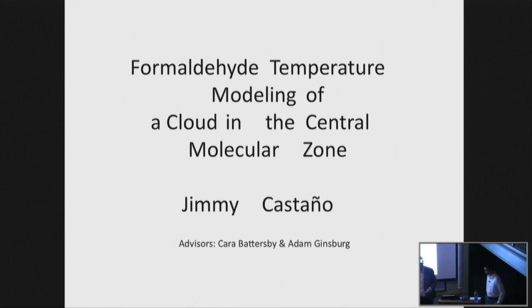Okay, all right, we're going to get going. The next speaker is Jimmy Castaño, and Jimmy is going to tell us about formaldehyde temperature modeling in the clouds in the central molecular zone. I'll give you a warning in 2 minutes, Jimmy. Okay, good afternoon, everyone. I'm here to talk about my research project on finding temperatures in the central molecular zone. For those of you unaware, this is the 500 parsec radius from the center of our own galaxy.